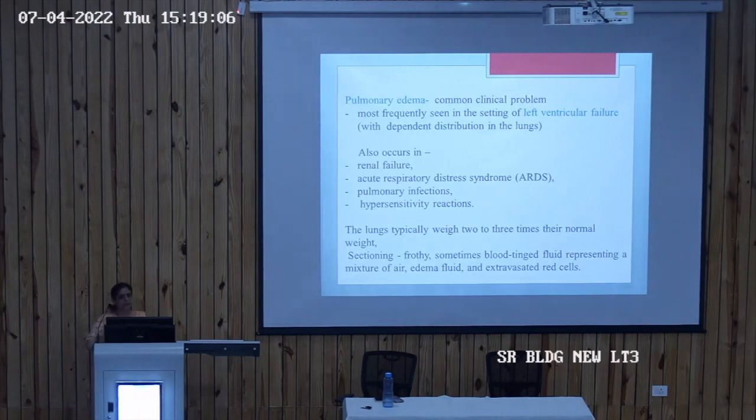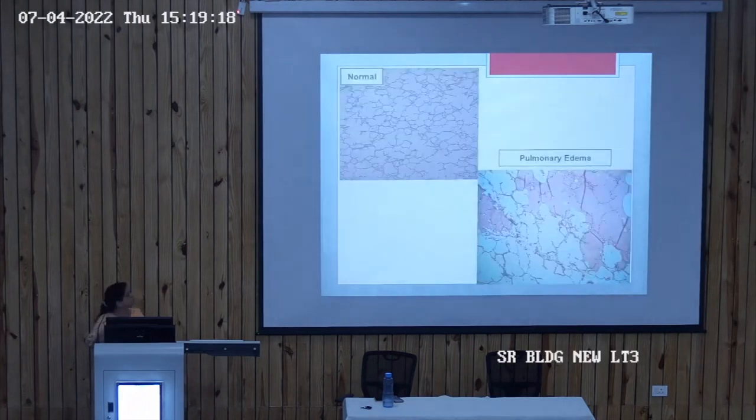When you cut the lung, you can see the frothy blood tinged fluid representing the mixture of air, edema fluid, and extravasated red cells. So it will be a mixture if you cut the lung. The above picture is the normal lung, normal alveoli of the lung, and in this one you can see the pink fluid which is causing some sort of congestion in the lungs, and you can see even the breaking of the alveoli. The spaces are dilated. They are broken off, the walls are broken.